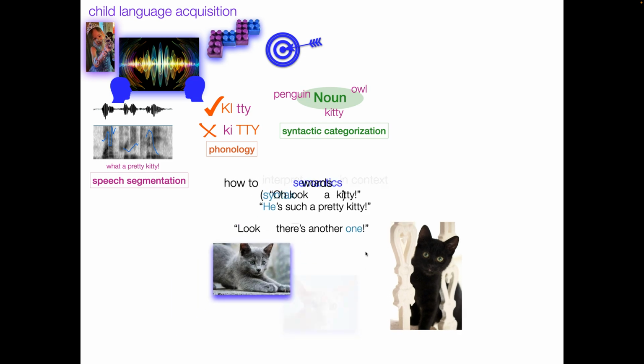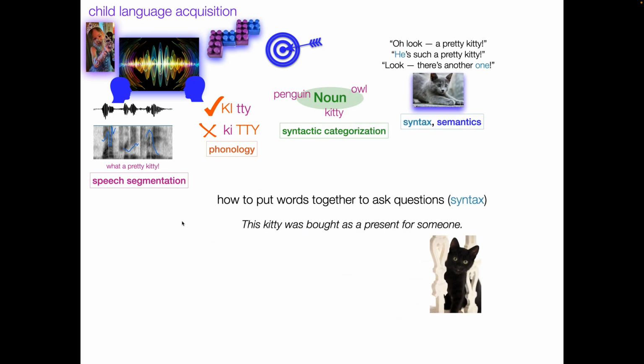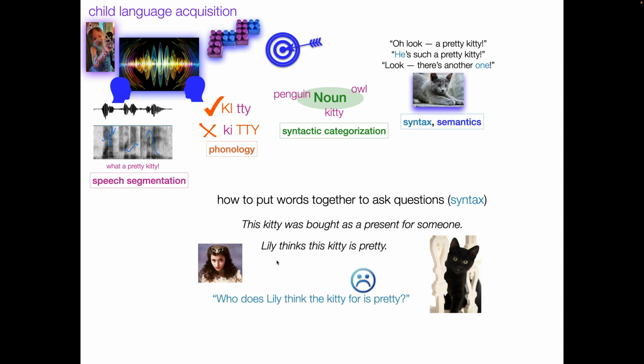You also need to learn how to put words together to ask questions using your knowledge of syntax. So let's consider this kitty. This kitty was bought as a present for someone, and Lily thinks this kitty is pretty, and we might want to ask about this situation. Who does Lily think the kitty for is pretty? Except we can't. Hopefully you're making that same frowny face right here. This is not a good way to ask this. We sort of get what we would like to ask, but we can't ask it this way, right? And you know that. You learn that you can't put words together this way. You have to put them together a different way. We'll actually talk more about this later.